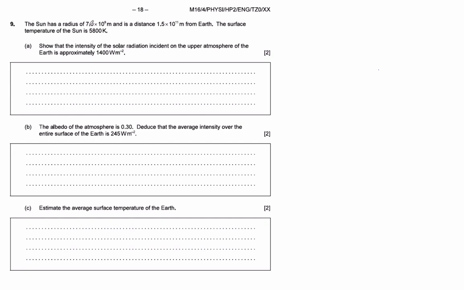The sun has a radius of 7 times 10 to the 8th meters and is a distance of 1.5 times 10 to the 11th meters from Earth. The surface temperature of the sun is 5,800 kelvins. Show that the intensity of the solar radiation incident on the upper atmosphere of the Earth is approximately 1,400 watts per square meter, right? What we're going to do here, and there's actually a formula for this.